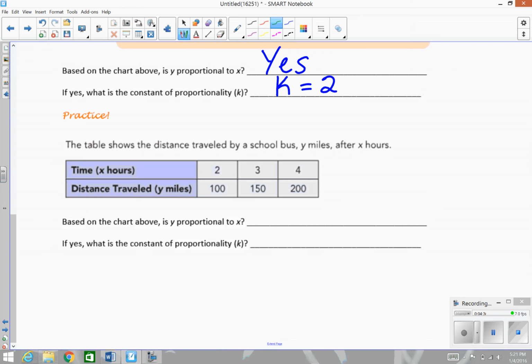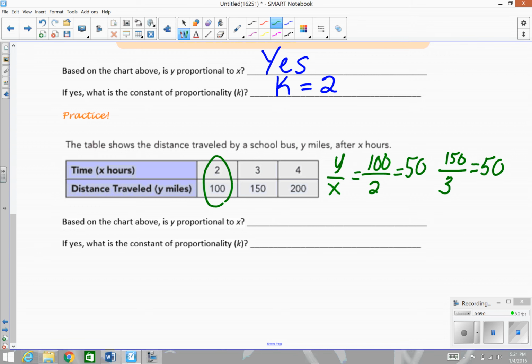Hopefully you took the time to pause, try it on your own, and now you're coming back to see how you did. For this one, when we do Y over X, we're getting 100 over 2, which equals 50. Then we have 150 over 3, and 150 divided by 3 is 50. And then our last pair of Y over X is 200 divided by 4, which equals 50.